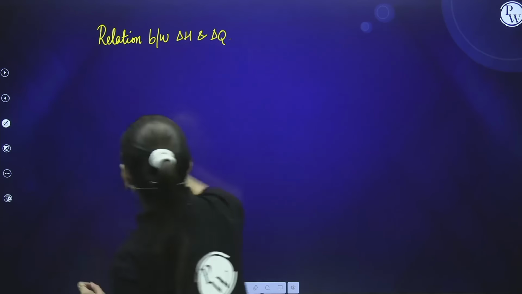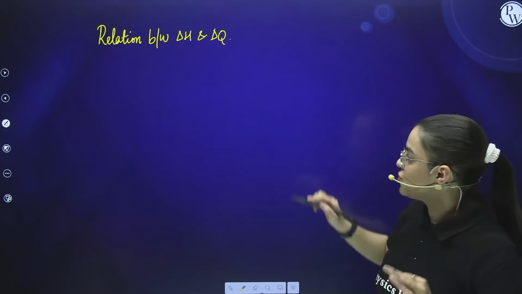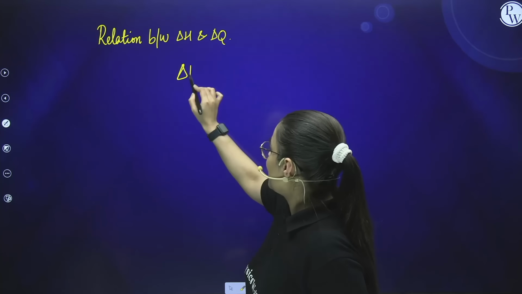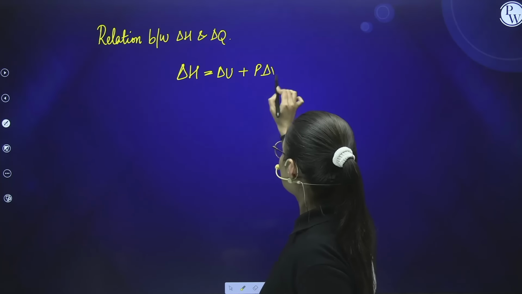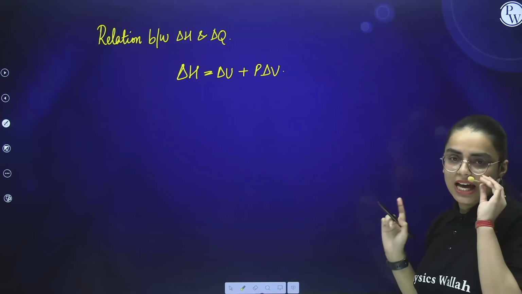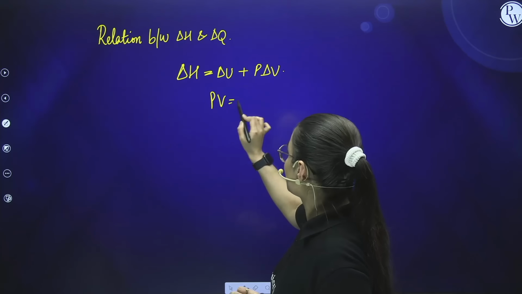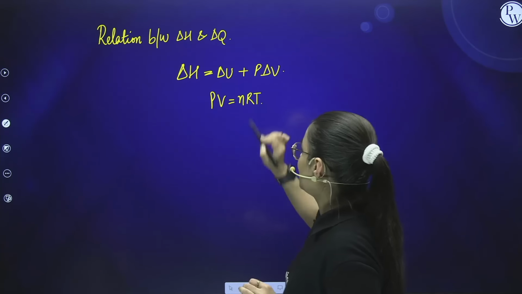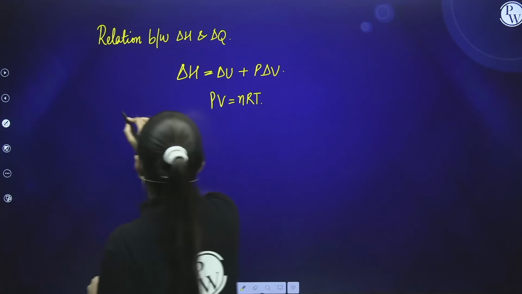If I talk about the relationship between delta H and delta Q, the first relationship that we have just seen right now, delta H is equal to delta U plus P delta V. We know this very carefully. We have seen this. We also know that PV is equal to nRT. So we can replace it for the chemical reaction.